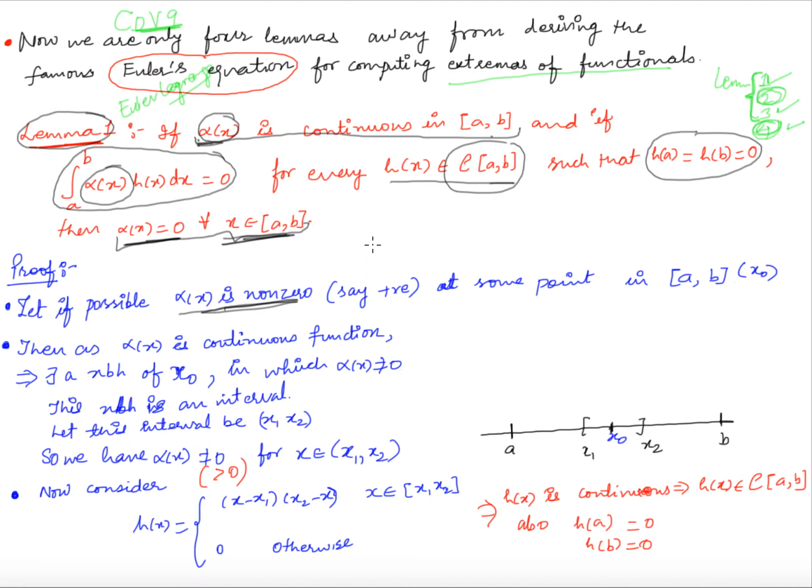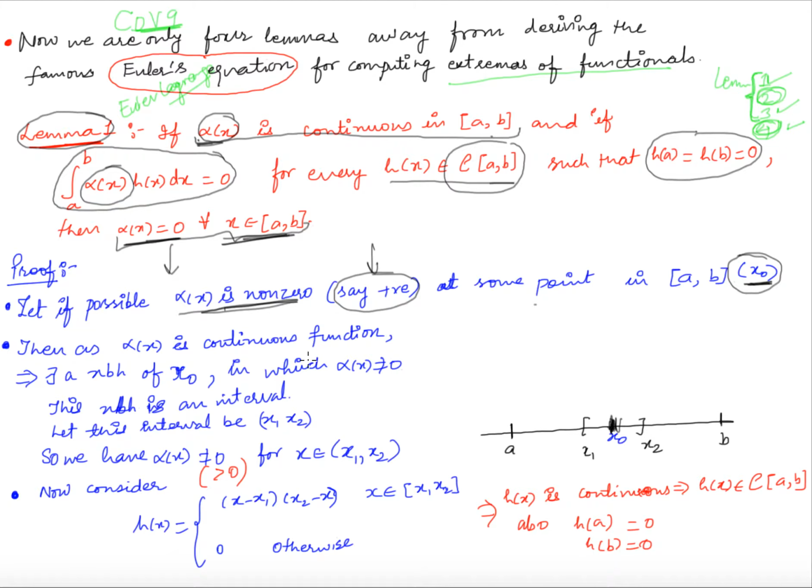So, starting with contradiction, suppose that alpha x is not equal to 0 at some point in this interval AB, and if it is not 0 at that point, it will be positive or negative. I am assuming that it is positive, and we call that point x naught. So this is my interval AB, there is this point x naught, and my function alpha x is positive at this point x naught.